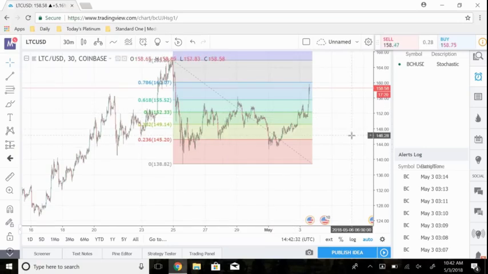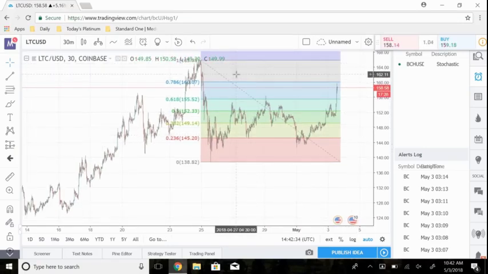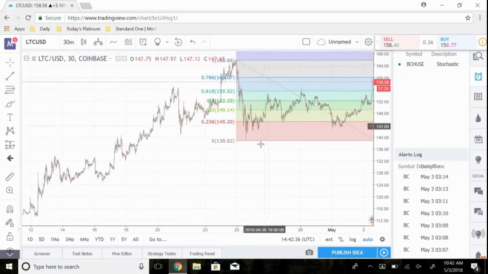Basically what you're looking at is the fall off of where you were at. So you came up from here, which you would be at 100%, and now you're at 0% all the way down here at this bottom price level. And these different levels are basically saying, okay, you're at 23%, almost back to where you were, 38%, 50%, 61%, and 78%.